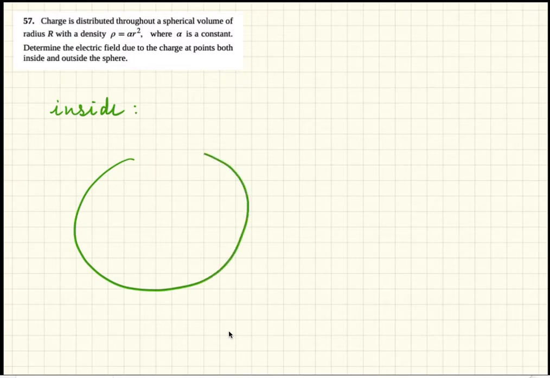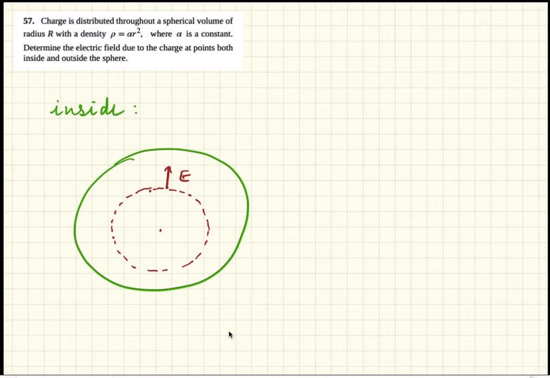So here is the sphere, and let's say we want to find the field at a point inside. Since this charge distribution is spherically symmetric, all the charge outside that point doesn't produce any electric field there. So all this charge produces a zero net electric field there. The electric field there is just due to the charge inside. So now we have to be careful setting up the integral.